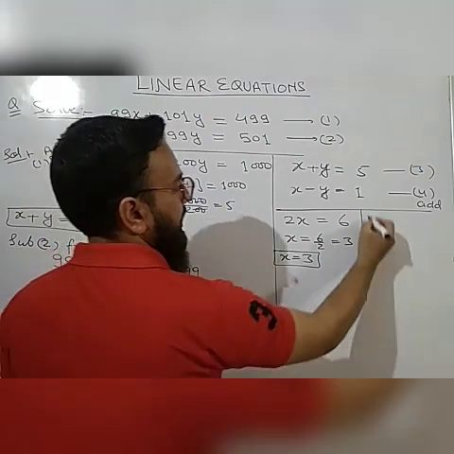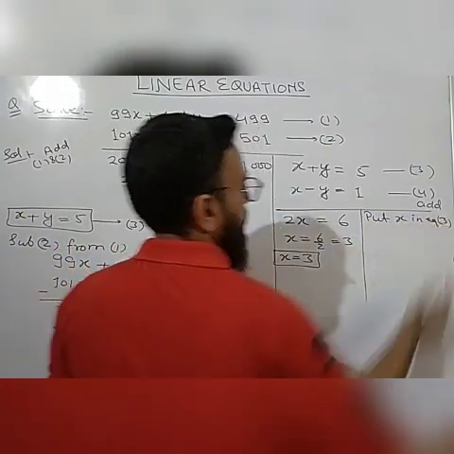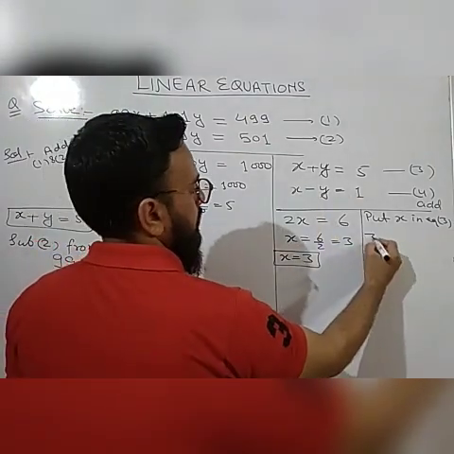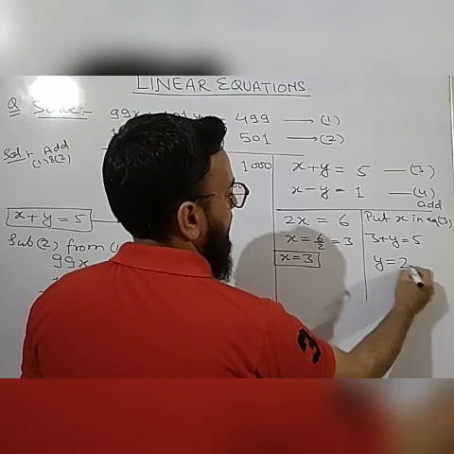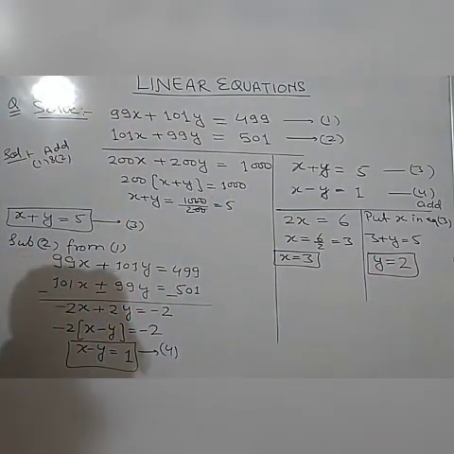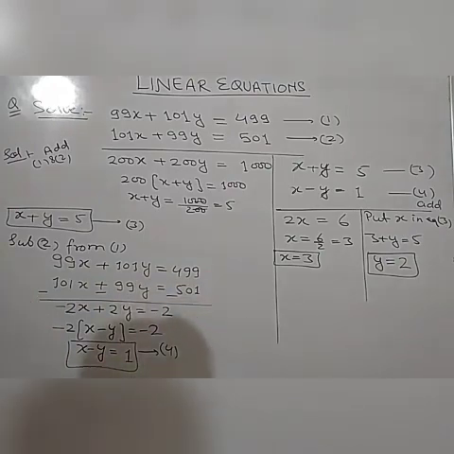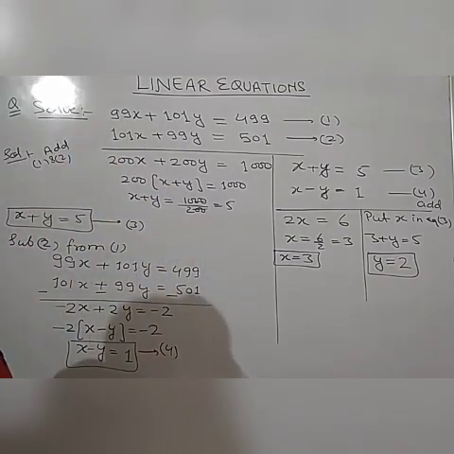Again putting the value of x, put x in equation 3. So we will get 3 plus y is equal to 5, or the value of y will be equal to 5 minus 3, that will be 2. So the answer is x is equal to 3 and y is equal to 2. Okay, so in this way we can solve the problems of such types where the coefficients of x and y are interchanged. Okay, so note it down.